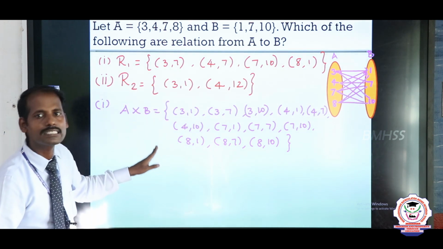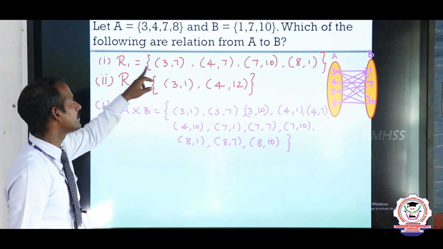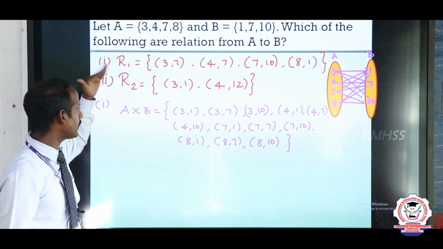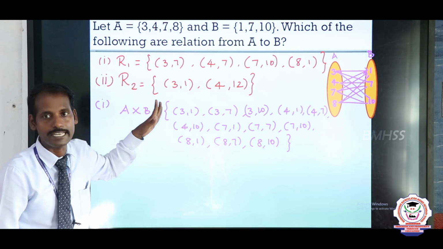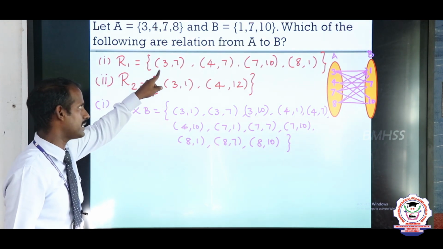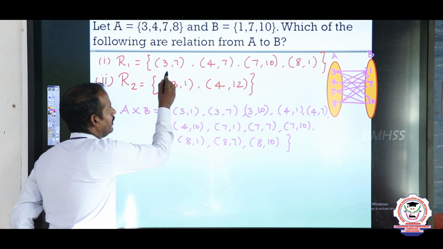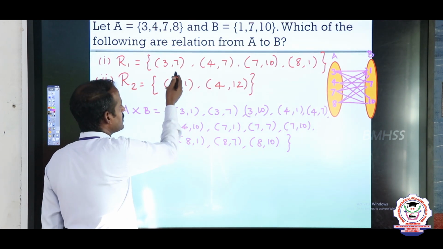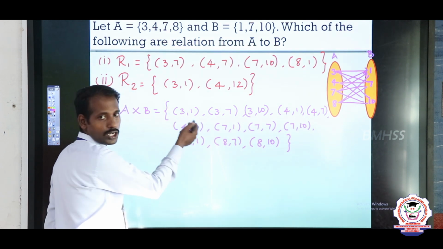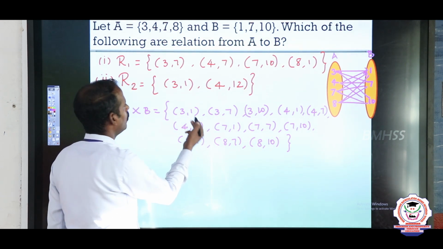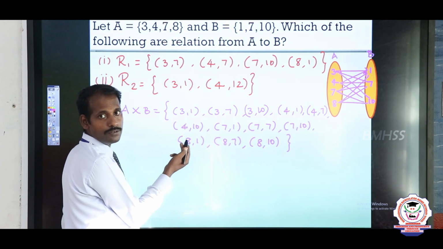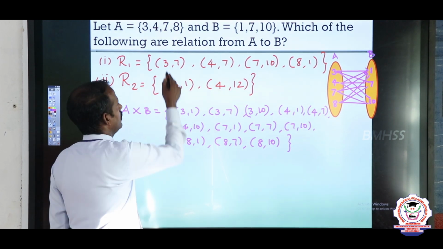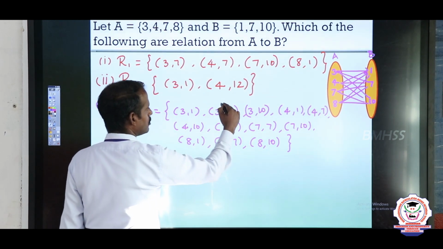This is A Cartesian product B. Here 3 comma 7 is an element. The first element we will check is whether R1 is a relation or not. R1's first element is 3 comma 7. Is 3 comma 7 in A Cartesian B? Rahul, does 3 comma 7 belong to A Cartesian B? Yes. Already 3 comma 7 is here, and here also 3 comma 7.